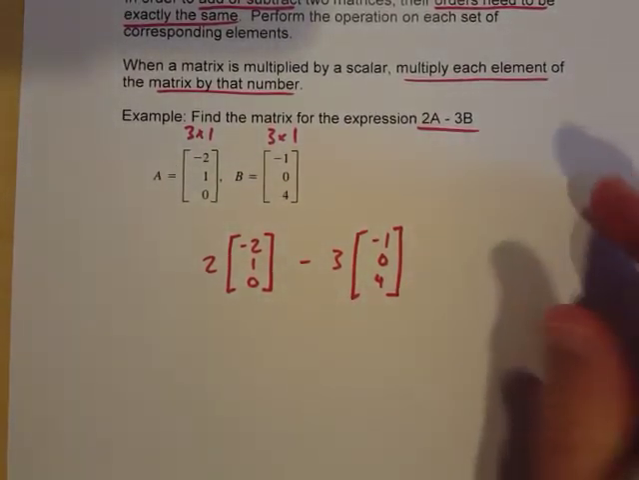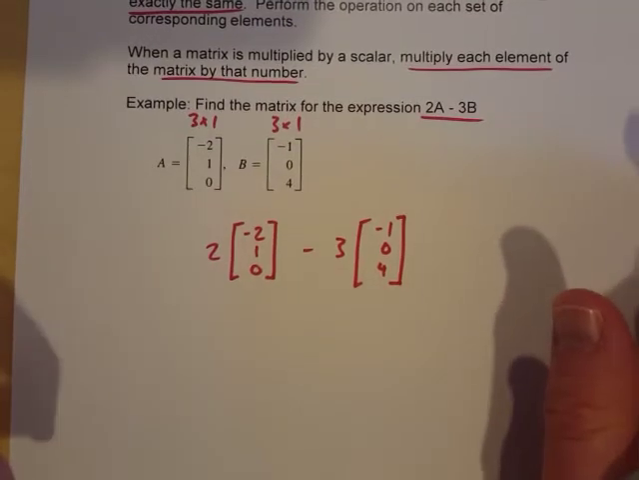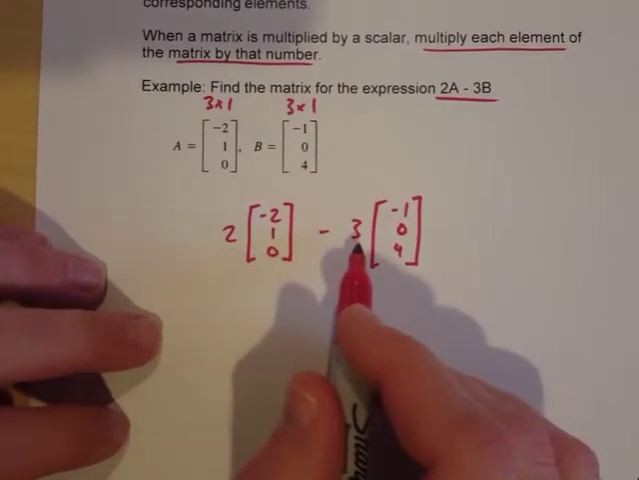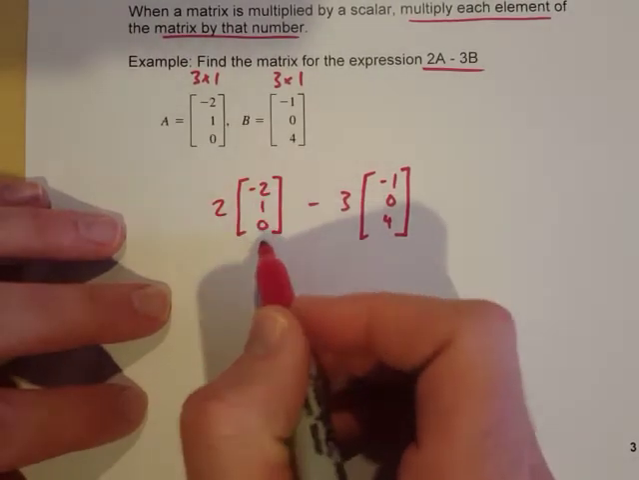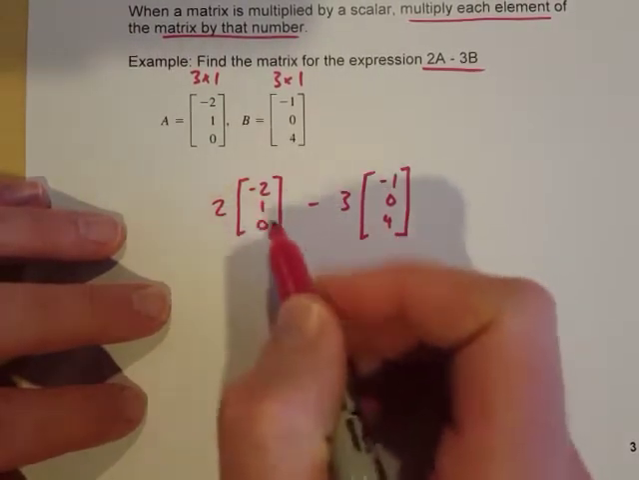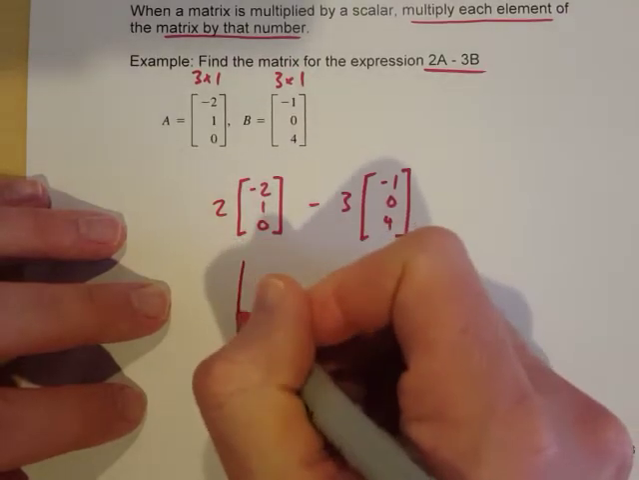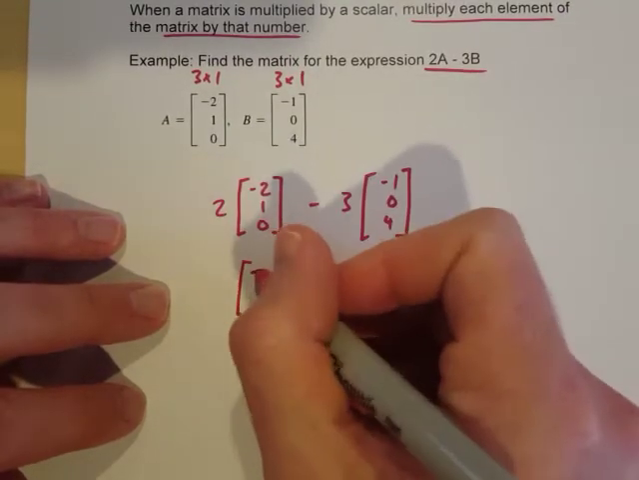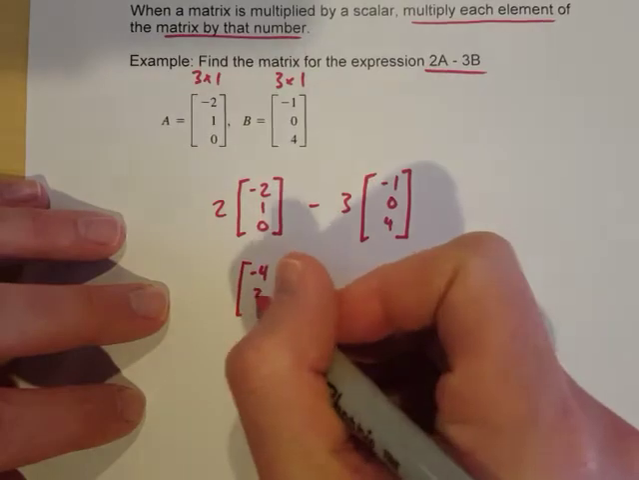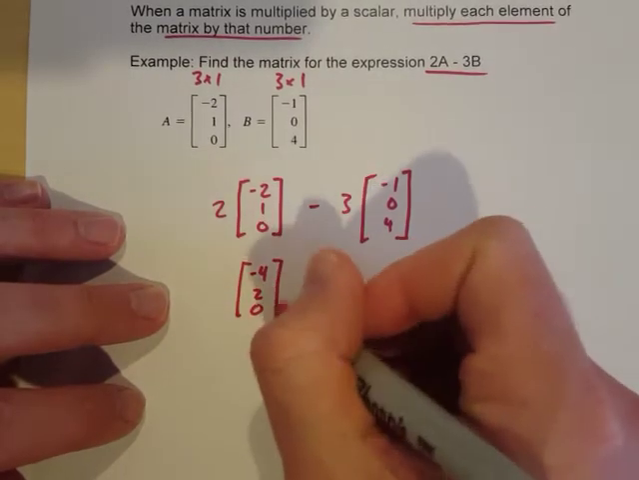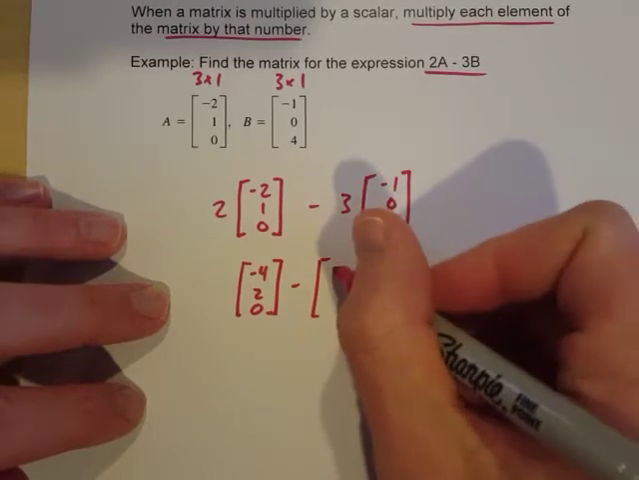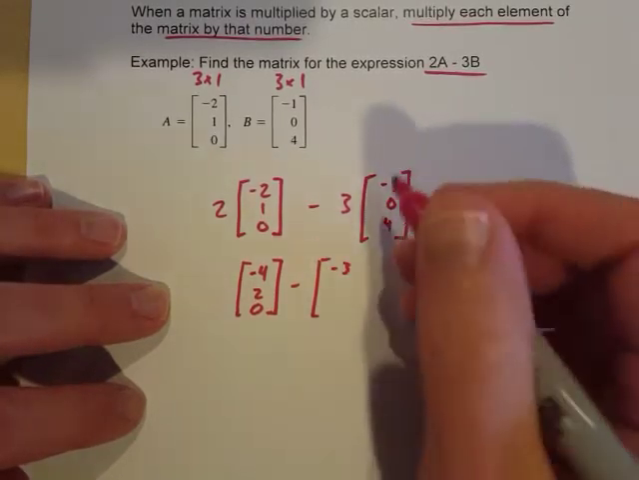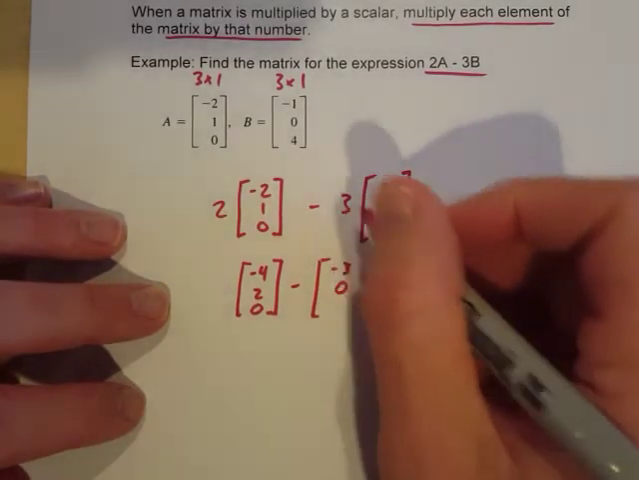Order of operations is always that the multiplication comes before the addition and subtraction, so we're going to do that first. The scalar multiplication means that we're just going to multiply each one of these by the number outside here. It's really just like distributing. So for this first one, we'll have 2 times negative 2, 2 times 1, and 2 times 0. For the second one, 3 times negative 1, and then 3 times 0, and 3 times 4.